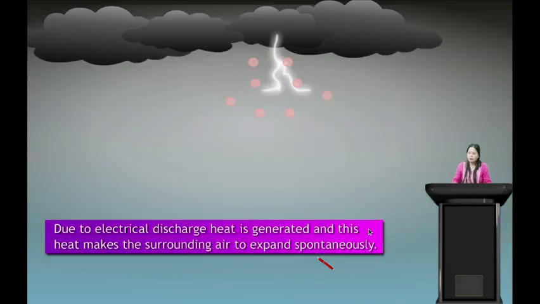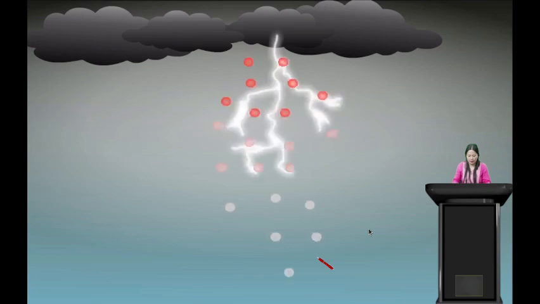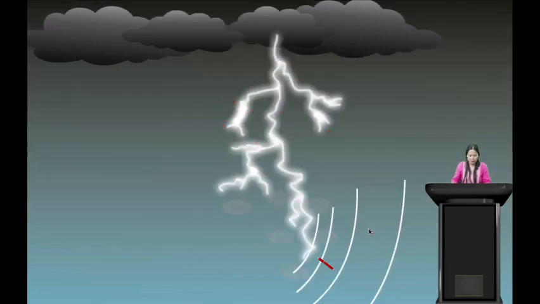It is because due to electrical discharge, heat is generated, and this heat makes the surrounding air expand spontaneously. During this electrical discharge, heat is produced, and when heat is produced, the surrounding air expands spontaneously, and because of this expansion of air, we hear a loud sound during lightning. Alright students, is that clear to you?